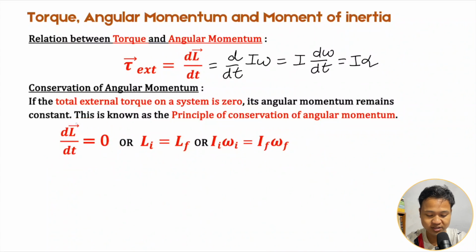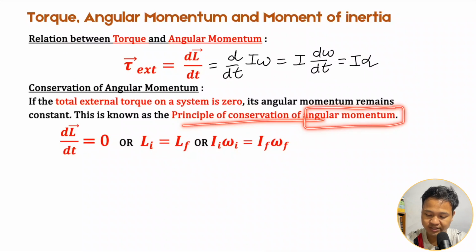So that means L is constant, right? The differentiation of a constant is 0. So if L is constant, that means it is not changing. So if the net torque is 0, then the angular momentum remains constant, the initial and final values are the same. So this is the principle of conservation of angular momentum.